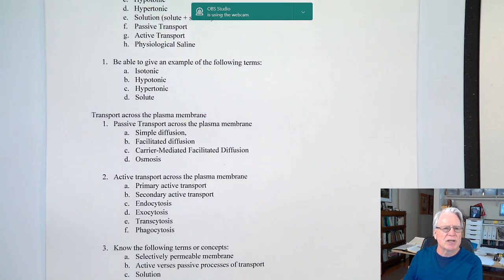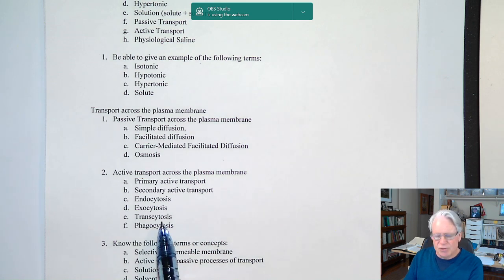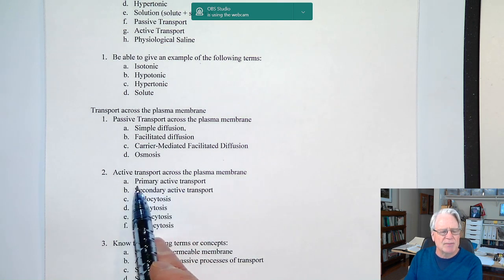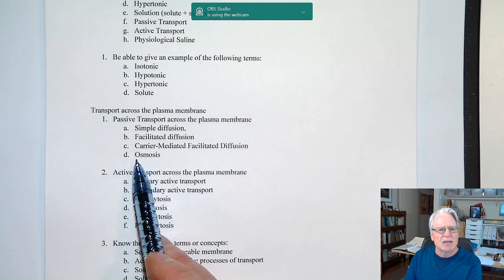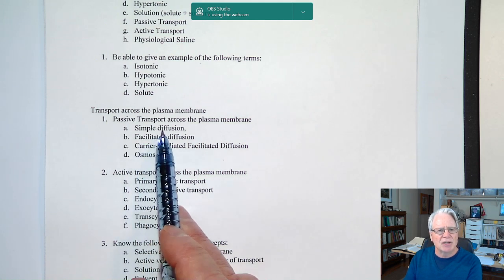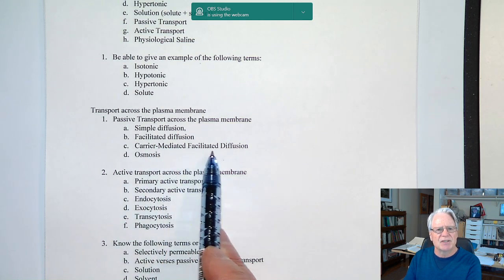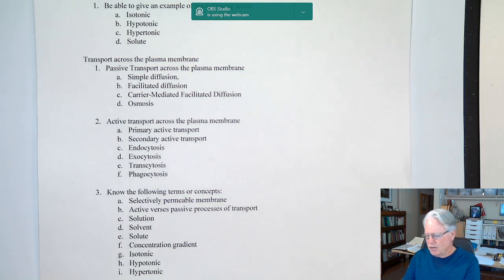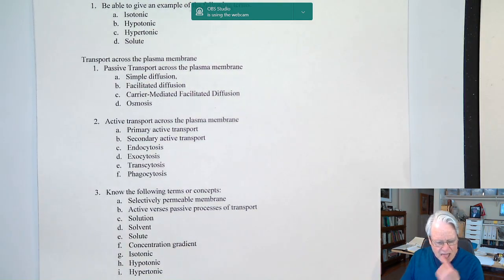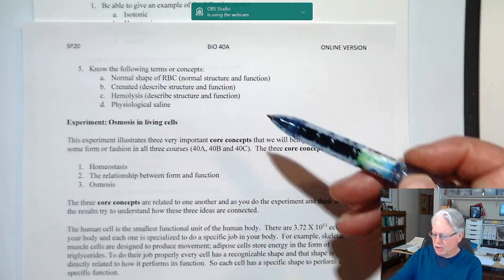We'll also be looking at some passive transport processes, so how things are moving across the membrane, and active transport processes. We're not going to spend a lot of time here. We'll just talk about these very briefly, and then we're going to spend most of our time on osmosis. We'll talk a little bit also about simple diffusion, facilitated diffusion, and carrier-mediated facilitated diffusion. And then there are some more terms and concepts that you need to be familiar with here.